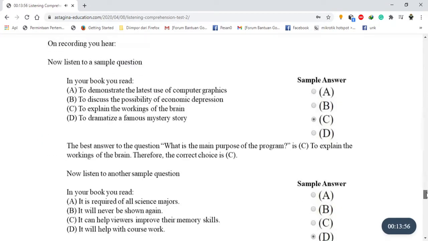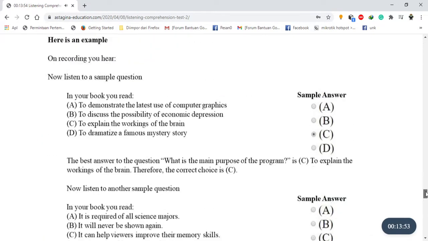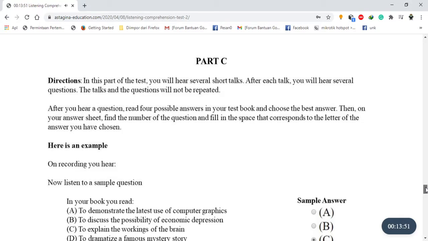Now read along as the directions for Part C are being read. Part C, Directions. In this part of the test, you will hear several short talks. After each talk, you will hear some questions. The talks and the questions will not be repeated. After you hear a question, read the 4 possible answers in your book and choose the best answer. Then, on your answer sheet, find the number of the question and fill in the space that corresponds to the letter of the answer you have chosen.